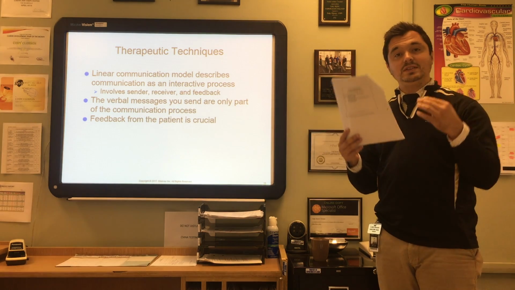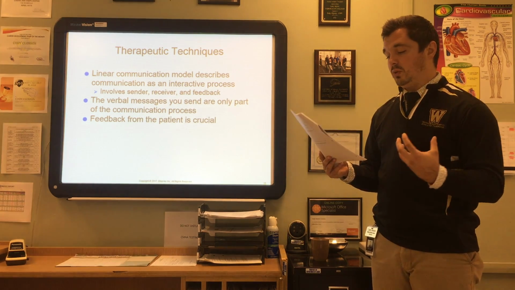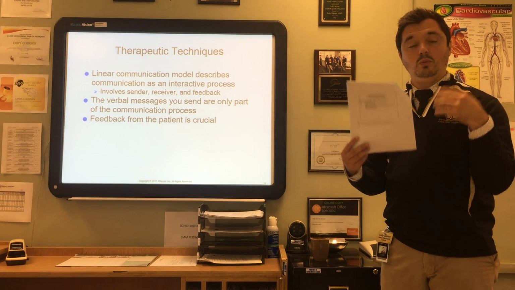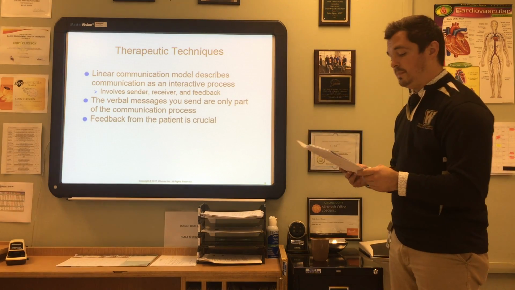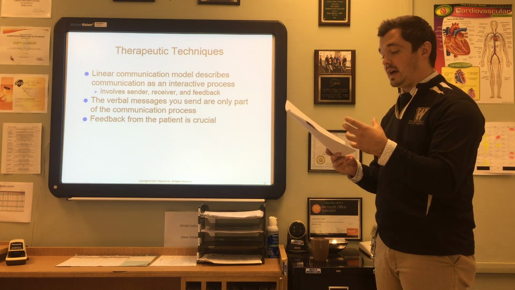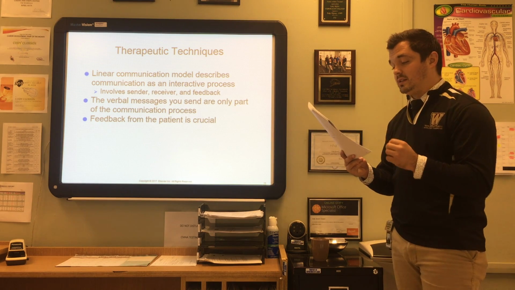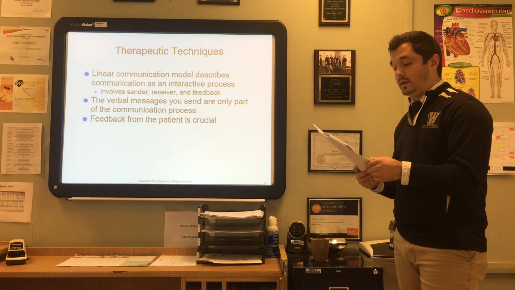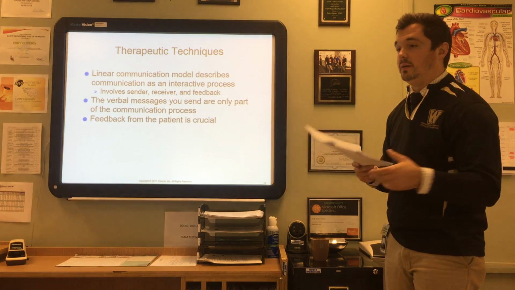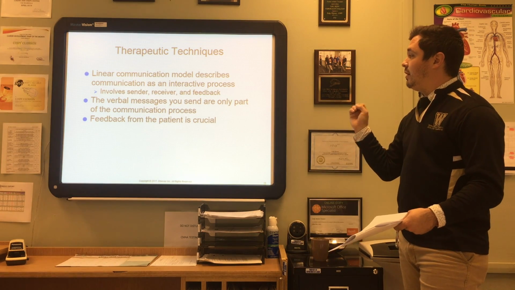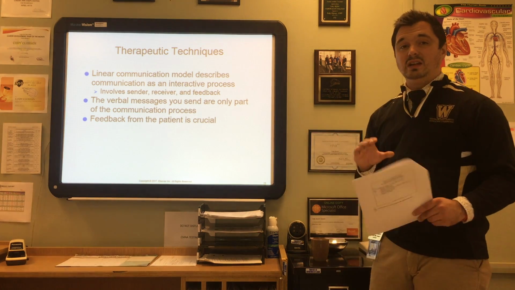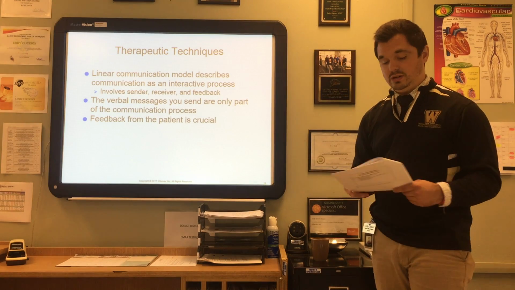The sender sends the message and encodes it in the way they talk, with their verbal and nonverbal communication. The receiver then receives that message, and then they have to decode what exactly they were trying to say, according to their understanding of what is being communicated. Okay? And then they give feedback to the sender, to let them know what they understood. The verbal messages you send are only part of the communication process. Okay? And that communication process we just went into is just a small portion of it.